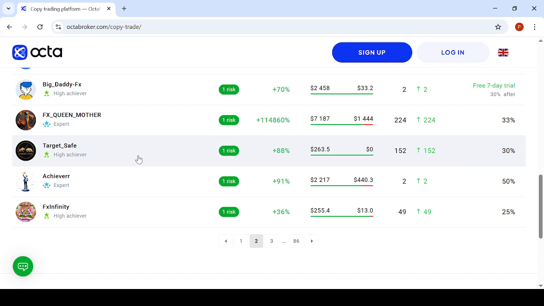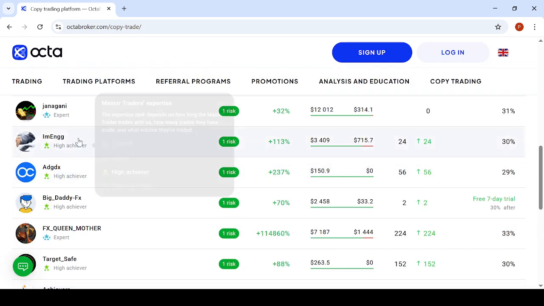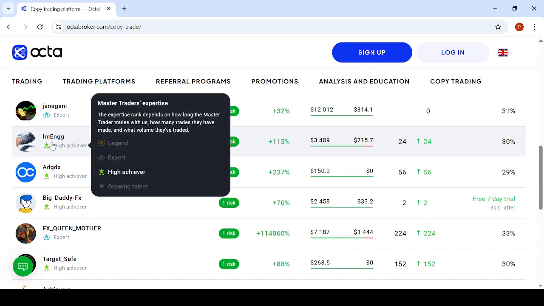Consistency is one of the key metrics you need to include. The second one would be your maximum drawdown. You have to check the trader, each with his own ratings.